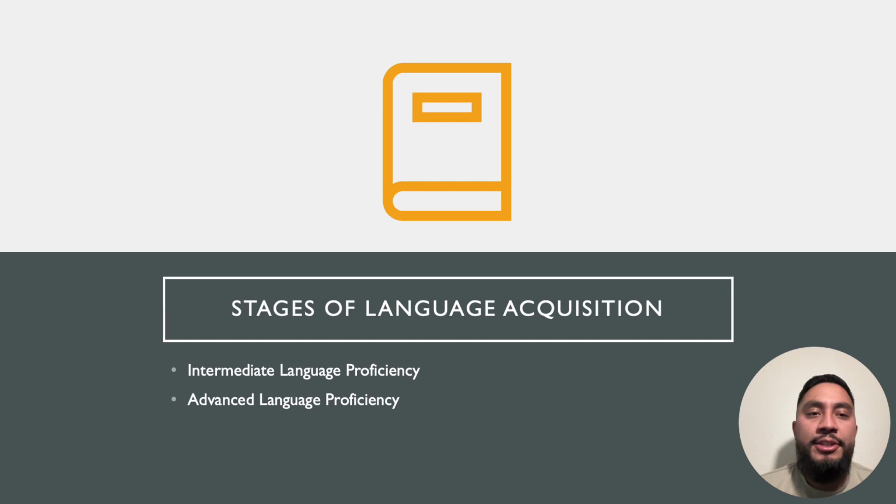And the last 2 stages of language acquisition are the intermediate language proficiency and the advanced language proficiency stages. In the intermediate stage, students have acquired over 6,000 words that they understand and can understand more complex sentences and speak and write, but still have many grammatical errors within their sentence structure. This normally can take up to a year or a little longer.